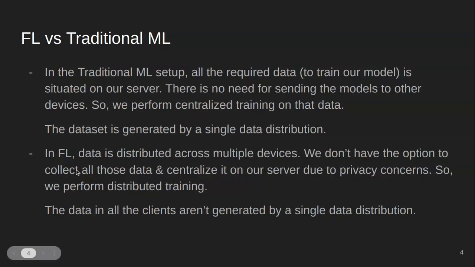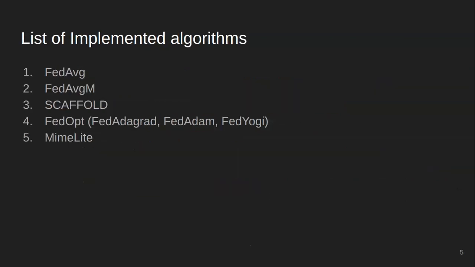In the case of Federated Learning, the data is distributed across multiple clients. We don't have the option to collect all that data since we care about its privacy. We can't centralize it on our server due to privacy concerns. So we perform distributed training. The data across the clients isn't generated by a single data distribution. Each client has its own data generating process.